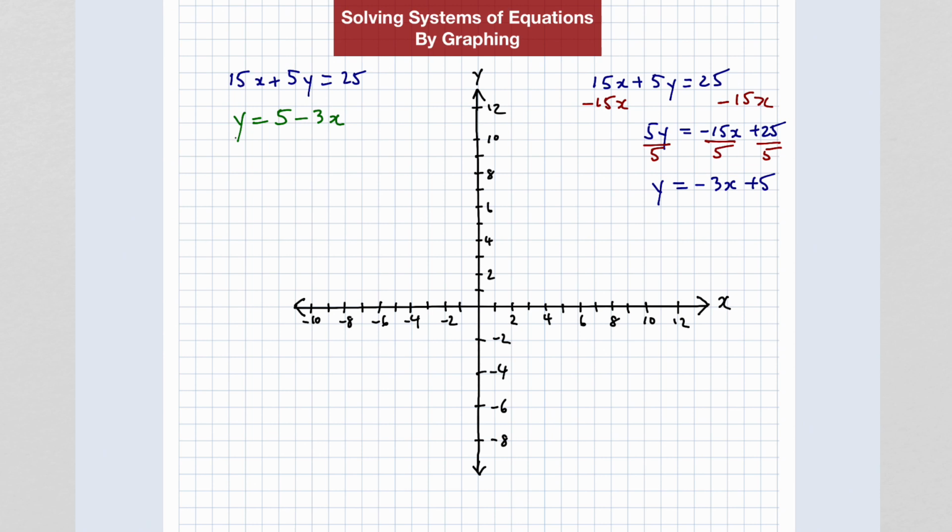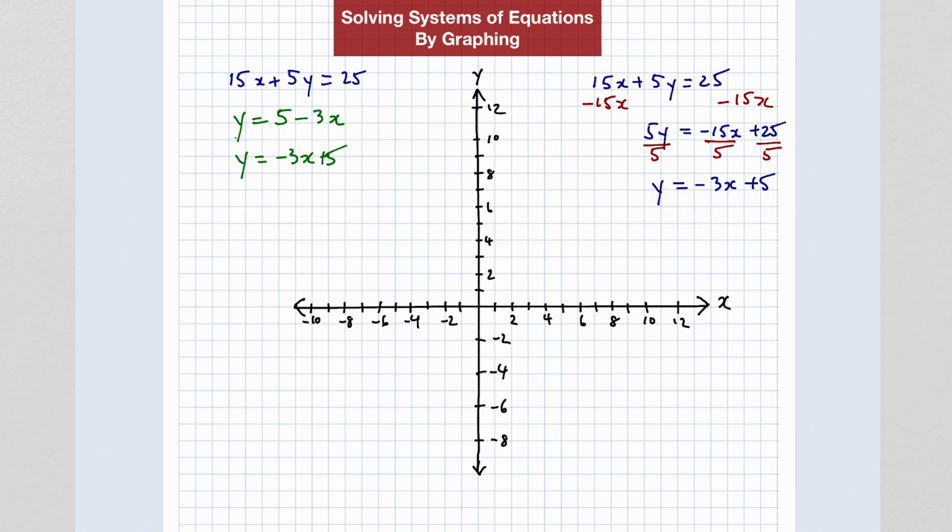Now let's go ahead and move over to this green equation, y equals 5 minus 3x, and let's just rewrite this so that it is in slope-intercept form. And all we're going to do is move these around. When we do, we get y is equal to negative 3x plus 5. Now take a look at this equation. Y equals negative 3x plus 5. This is the green one. And the blue one says the same thing. Y is equal to negative 3x plus 5. Those equations are exactly the same.